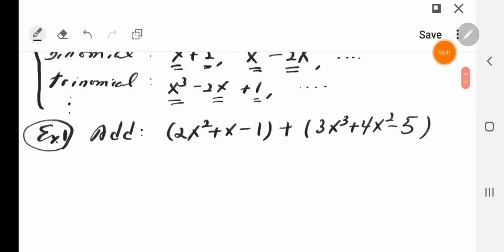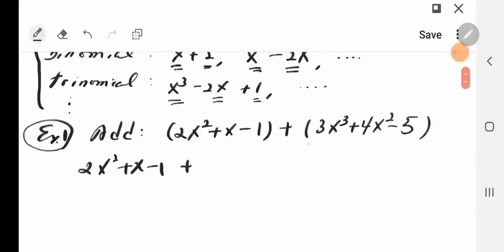Okay, in this example, we will add two trinomials. So when you add trinomials, first we have to get rid of the parentheses. This trinomial is in parentheses, but it is not multiplied by anything. So actually it's multiplied by 1. That means we can just remove the parentheses. So let's remove the parentheses.